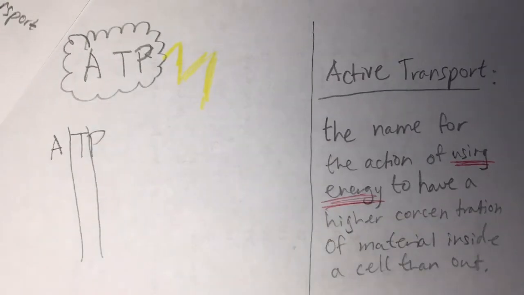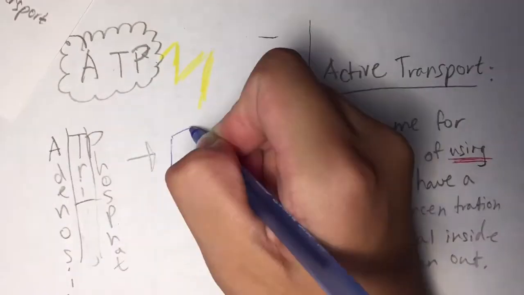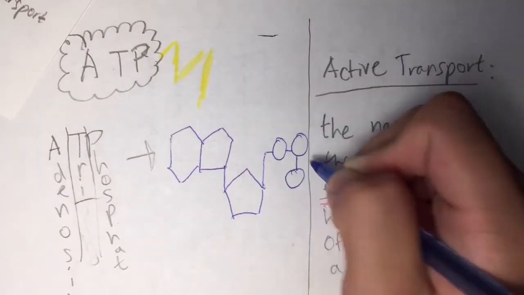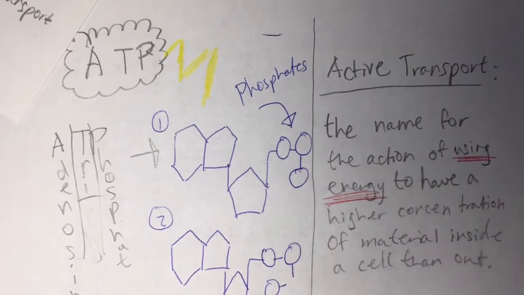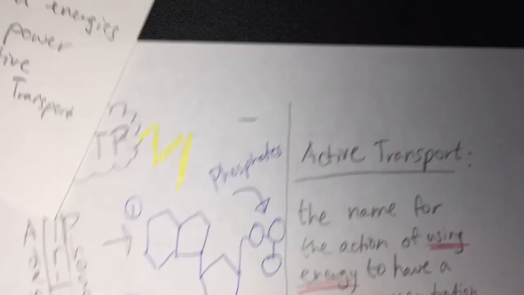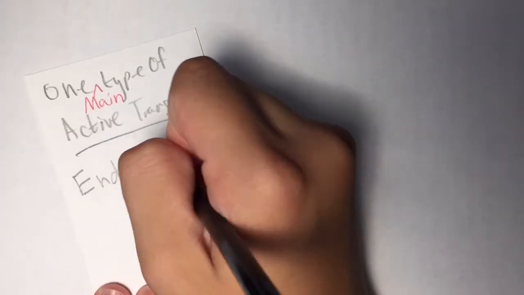ATP stands for adenylene triphosphate. It's called adenylene triphosphate because it has 3 phosphates, as you can see these 3 circles drawn here. Now, the special thing about adenylene triphosphate, ATP, is that if you break even one of the circles off, it will release a tremendous amount of energy. If we could power cars on this, that'd be great, but we can't. One main type of active transport is endocytosis.